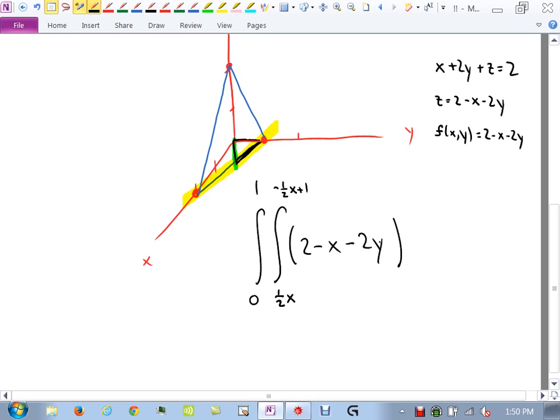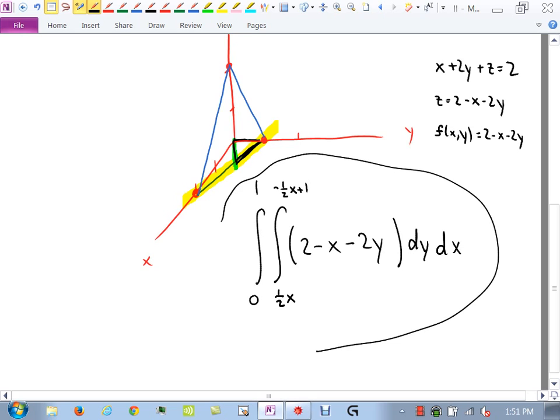And we will integrate with respect to y first, then x. There's your integral.